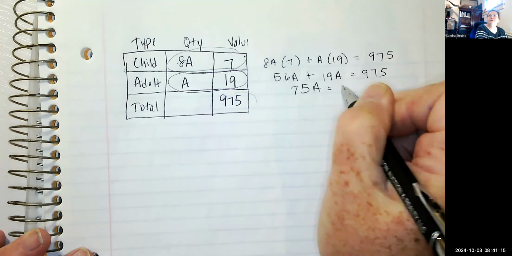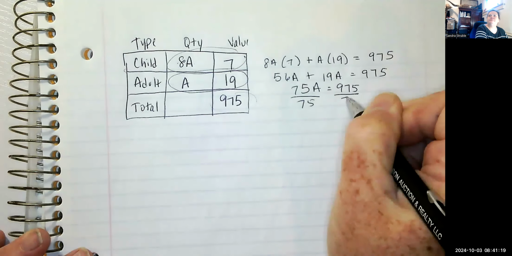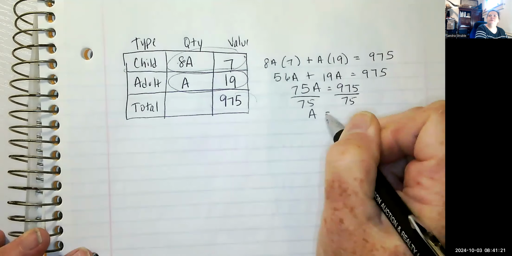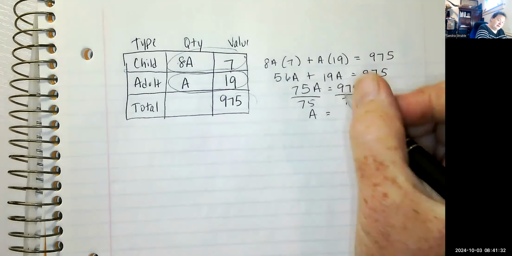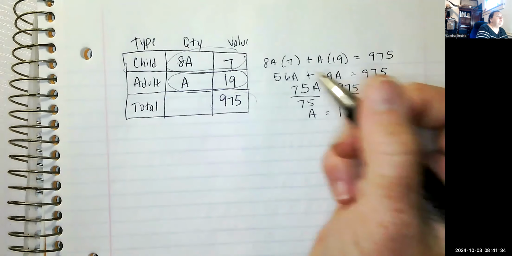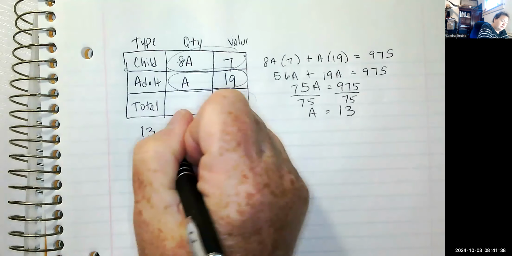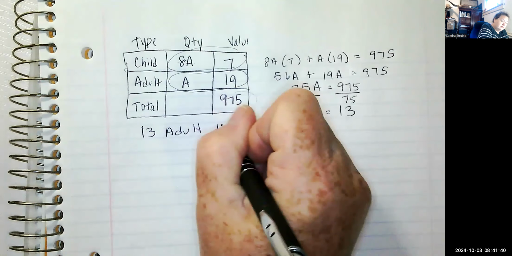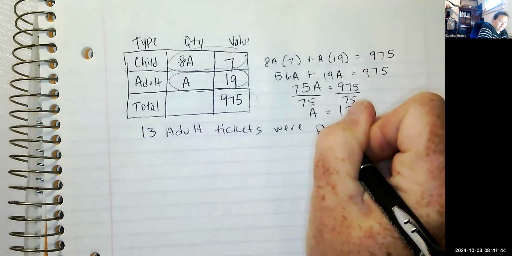1575A is equal to 975. Now we're going to divide both sides by 75. And the number of adult tickets are 13. So what was the question? How many adult tickets were purchased? 13 adult tickets were purchased.